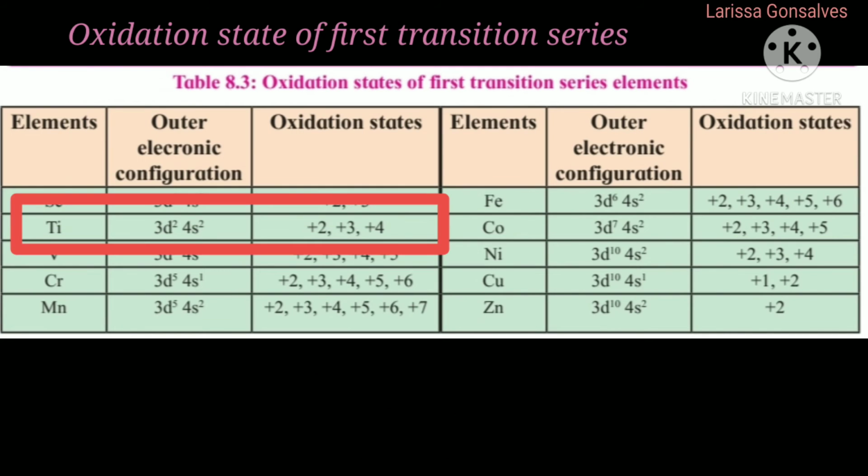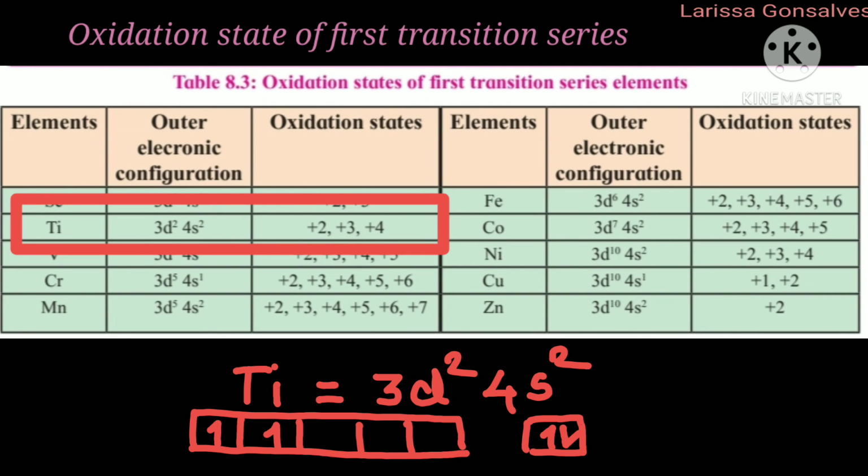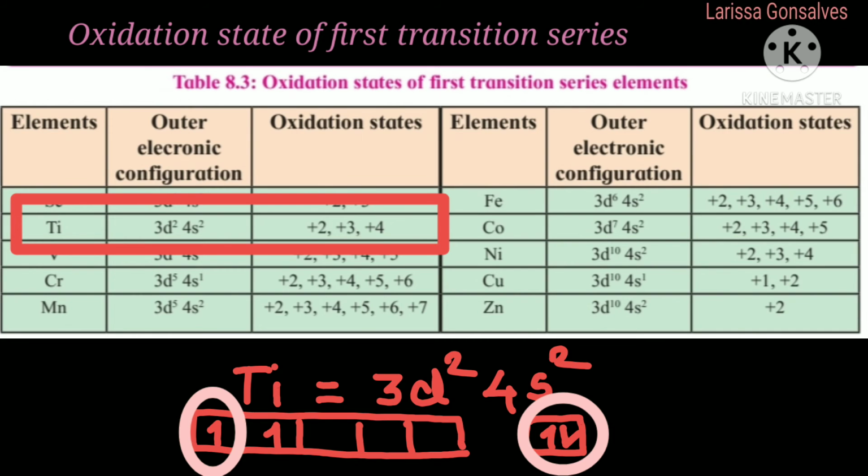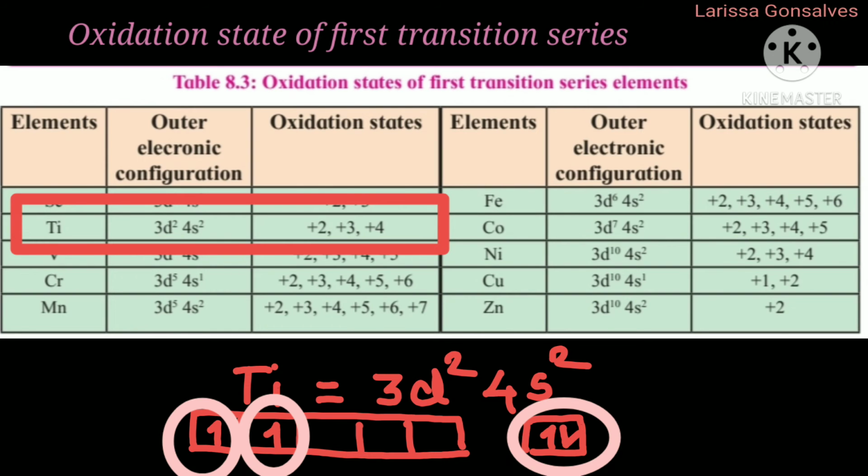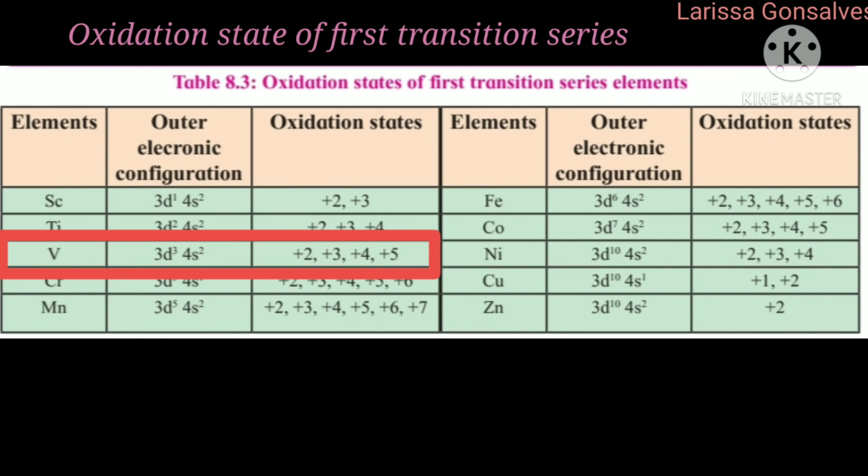For titanium, the electronic configuration is 3d²4s², so it can give away 2 electrons from the s, giving you the +2 oxidation state. It can give away 2 electrons from s and 1 electron from d, giving the oxidation state +3, or it can give away 2 electrons from s and 2 electrons from d, giving the oxidation state of +4. Similar is the case for vanadium.